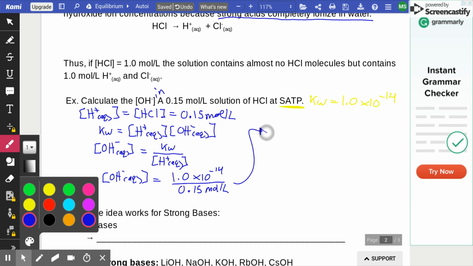I'm just going to come over here to finish. You punch this into your calculator, do it all together. Make sure you put that Kw value in a bracket, and you get the hydroxide ion concentration is 6.7 times 10 to the negative 14 mole per liter.